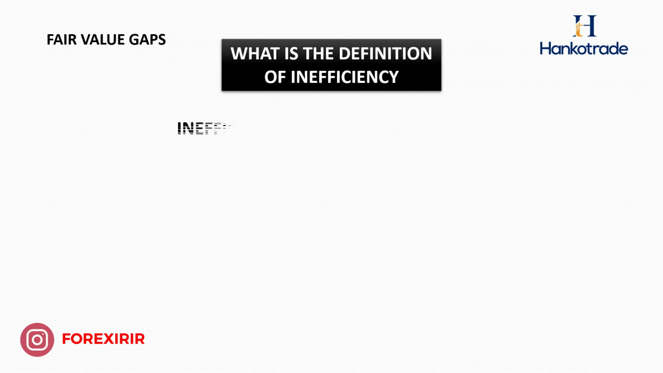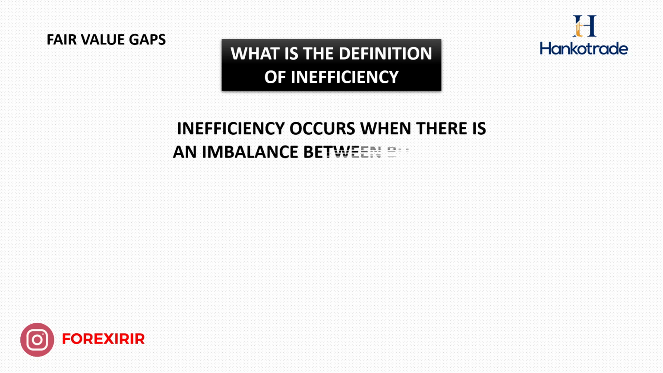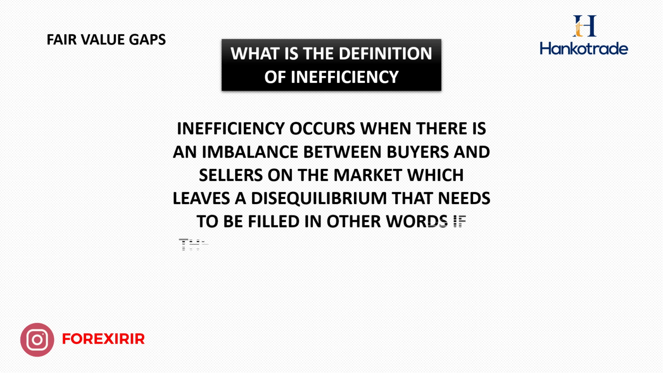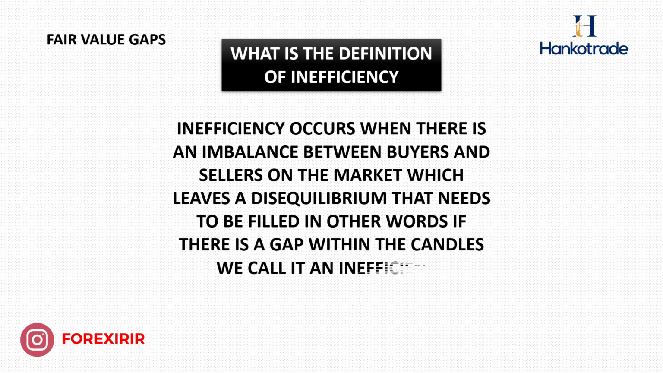Moving on to the next key factor, fair value gaps. Before delving into the definition of FVG, it's essential to understand the concept of inefficiency. Inefficiency arises when there's an imbalance between buyers and sellers in the market, creating a disequilibrium that needs to be filled. In simpler terms, if there's a gap within the candles, we refer to it as an inefficiency.